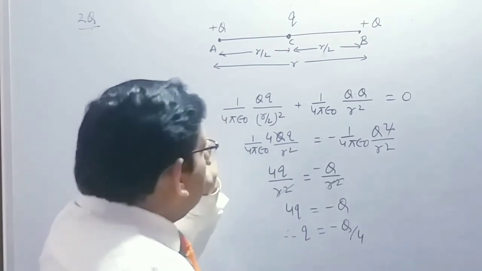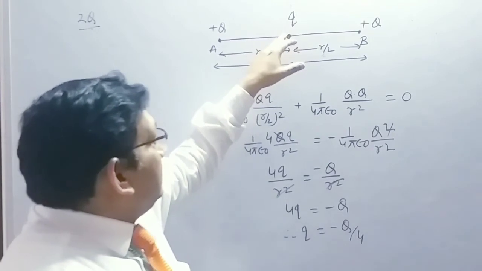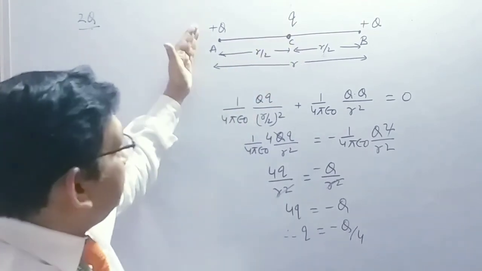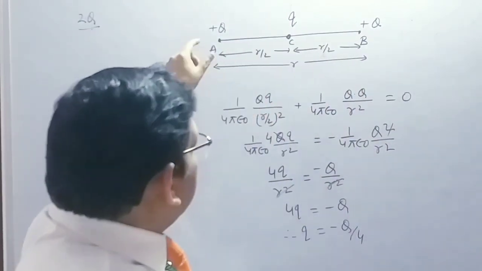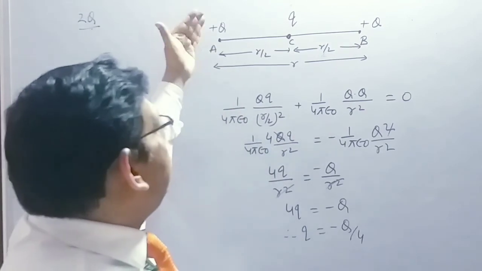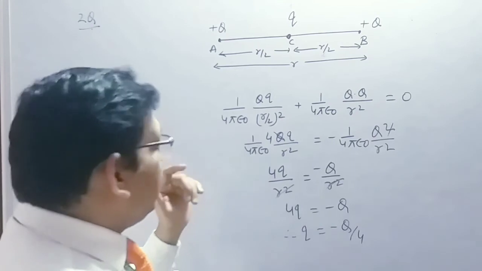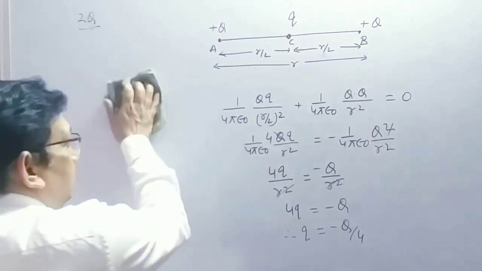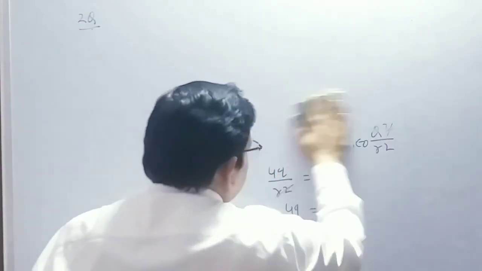So equilibrium doesn't mean you always apply the equilibrium condition for the charge present in the middle. You can also apply the equilibrium to this charge, and you can also apply the equilibrium for this charge. You can solve this type of question by taking 4q once again and finding the different condition. We have one more question, the third question. By pausing the video, you note down this solution.